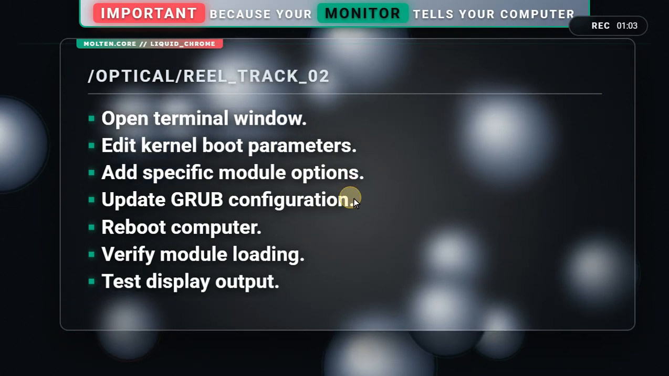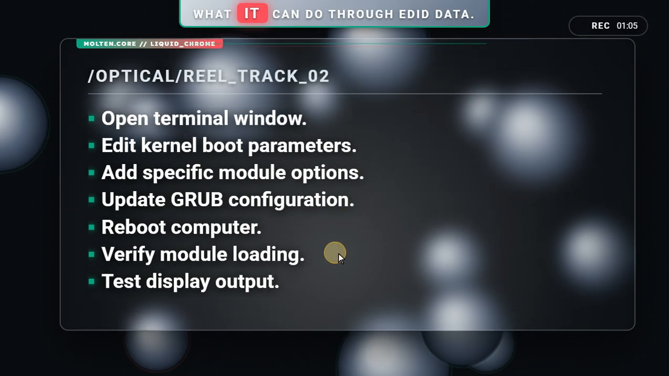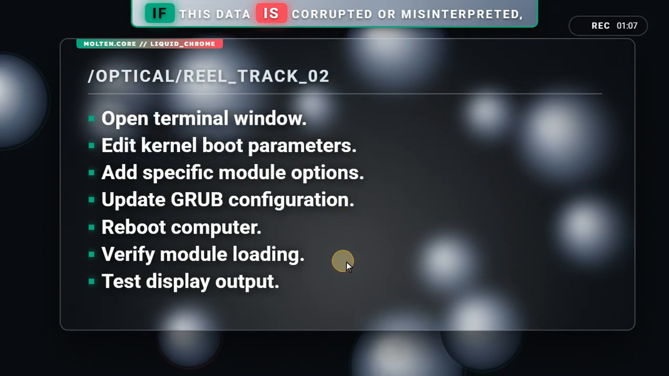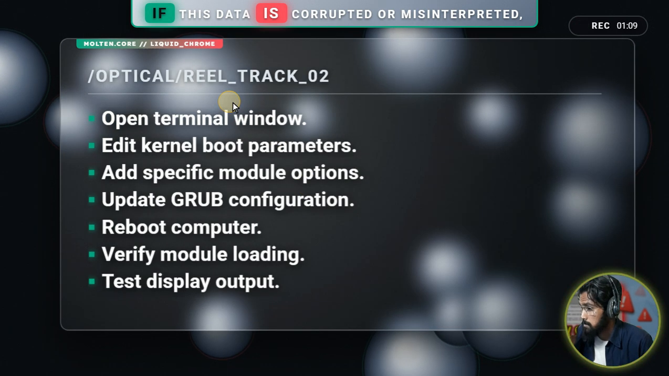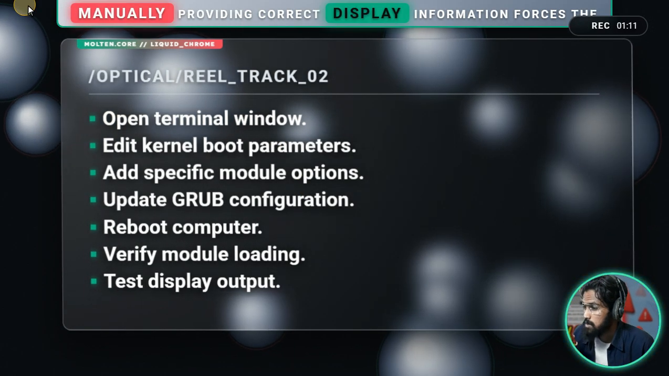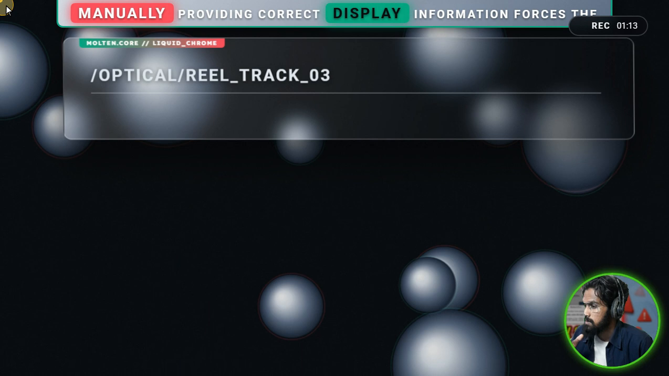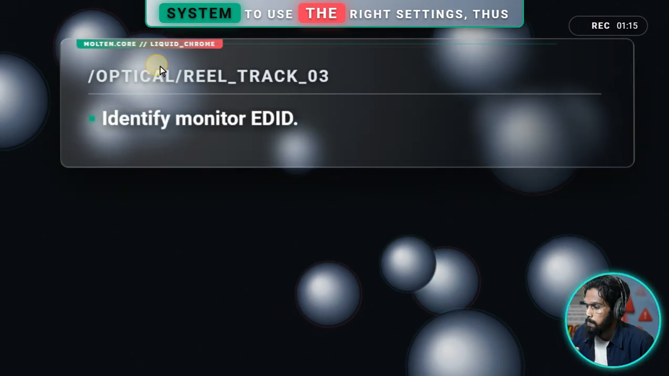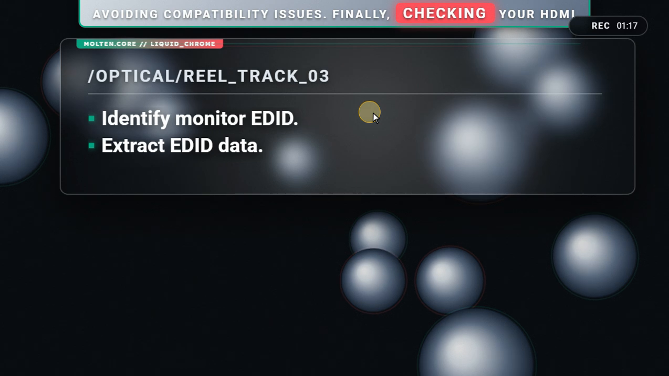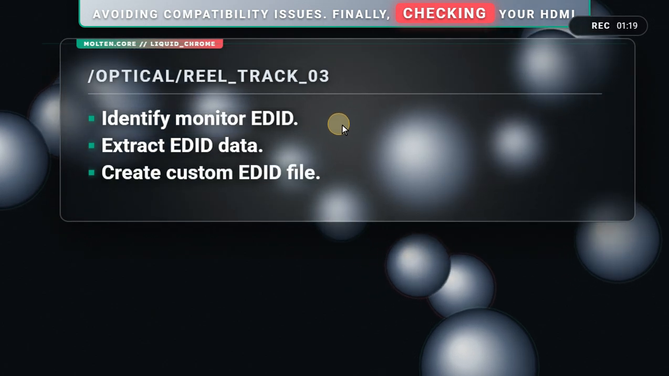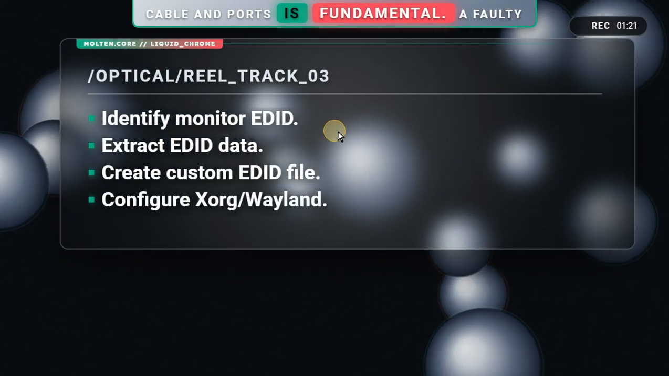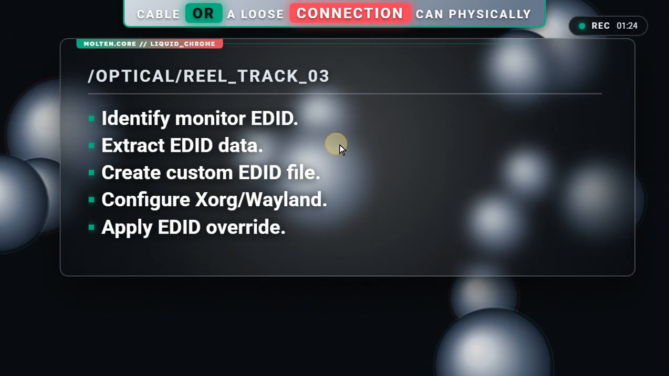This is important because your monitor tells your computer what it can do through EDID data. If this data is corrupted or misinterpreted, manually providing correct display information forces the system to use the right settings, thus avoiding compatibility issues. Finally, checking your HDMI cable and ports is fundamental.